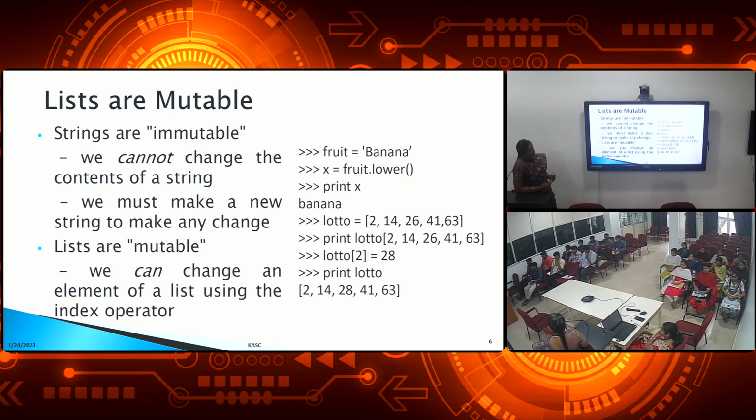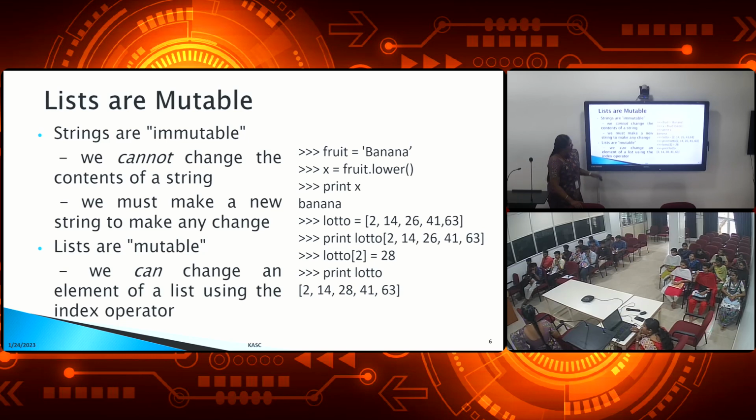So here some of the items, I'm going to take it as a fruit, right? Fruit is a banana, and x is equal to fruit lover. Then you are going to print that variable, that is, print x. So automatically you are going to get it, right. The same as, suppose you want to add one more, I'm giving another one. So already you have 1, 2, 14, and 26 and 41, 63, and you want to update some of the items, isn't it? You are going to specify the item which you are going to update, right?